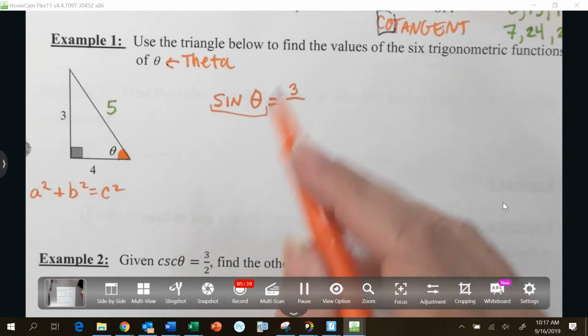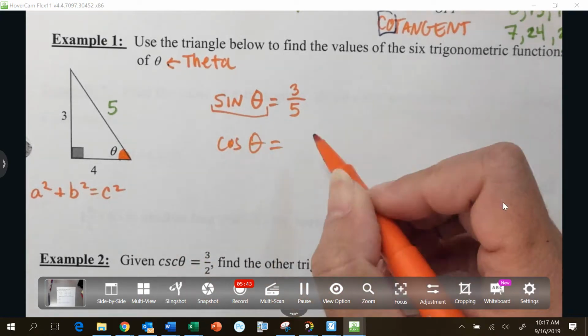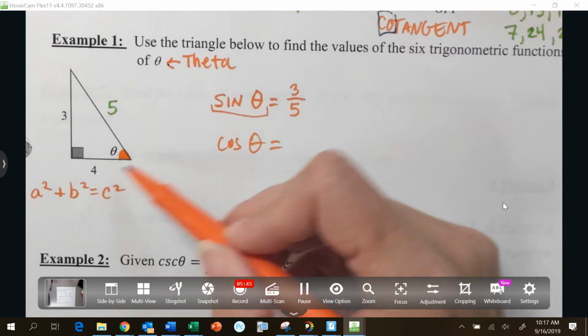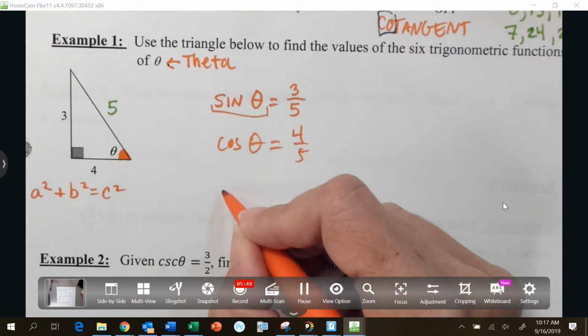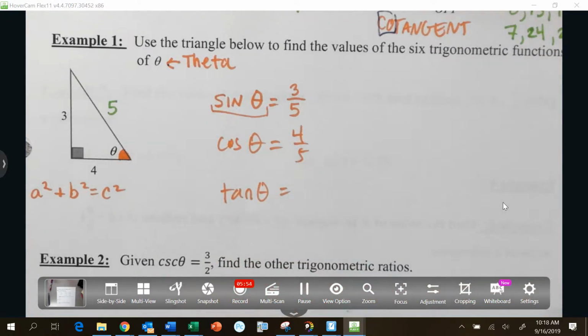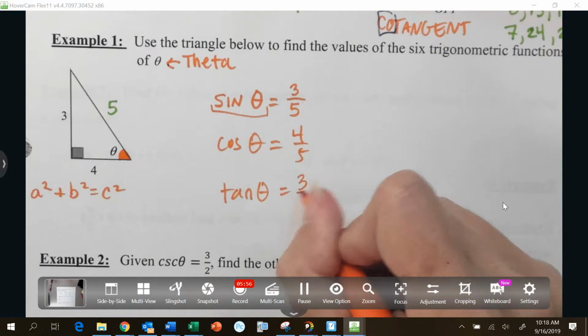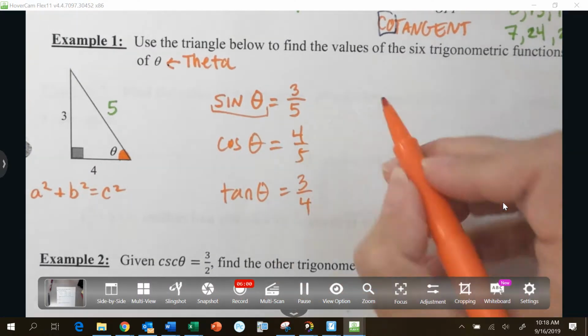Sine theta is 3 over 5. Cosine theta is the adjacent, which is the one touching it, but not the hypotenuse, 4 over 5. And tangent theta is 3 over 4. So those are the ones I know by SOHCATOA.